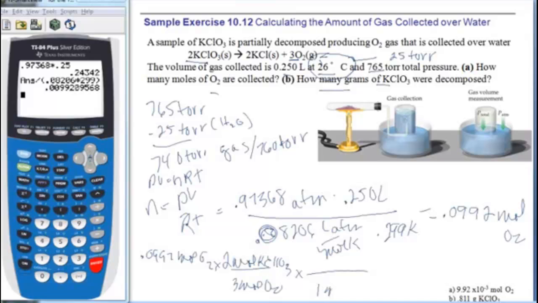and I know that 1 mole of KClO3 has a molar mass that comes out to be 122.6 grams, and that will give me, if I plug and chug, 0.811 grams of KClO3. Okay.